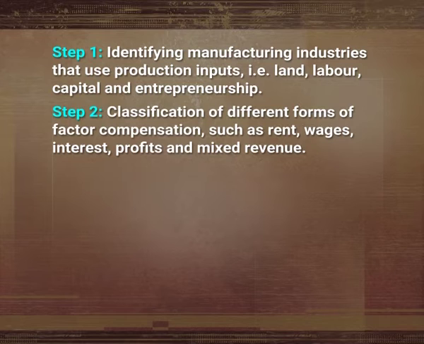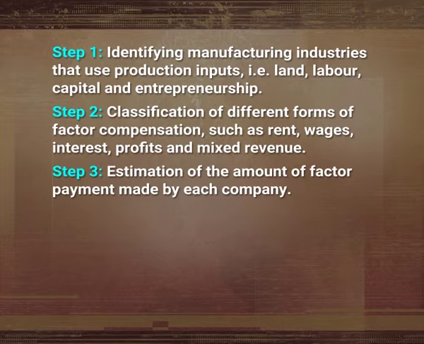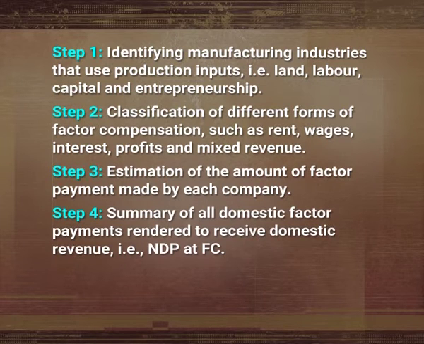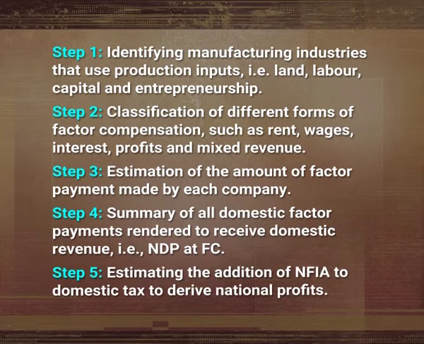Step 2, classification of different forms of factor compensation such as rent, wages, interest, profits and mixed income. Step 3, estimation of the amount of factor payment made by each company. Step 4, summary of all domestic factor payments to receive domestic income, that is NDP at FC. Step 5, adding NFIA to domestic income to derive national income.